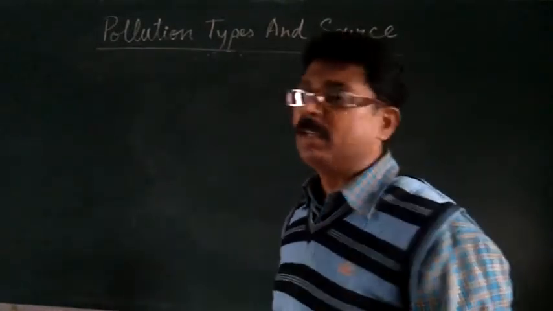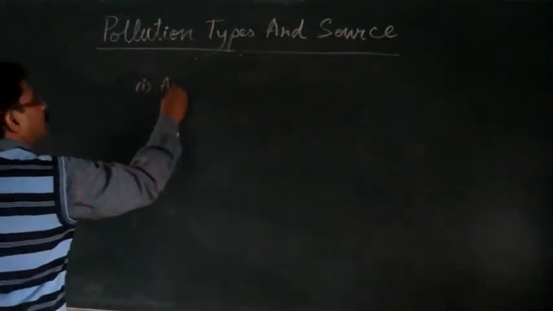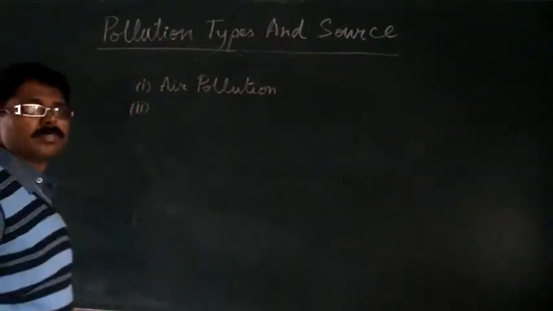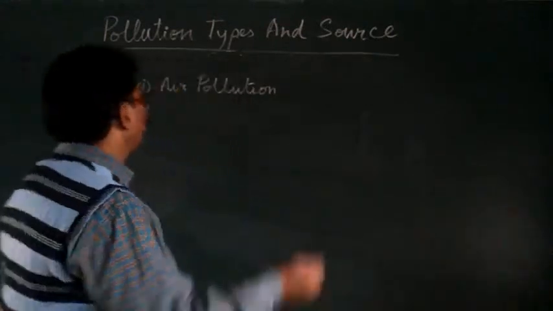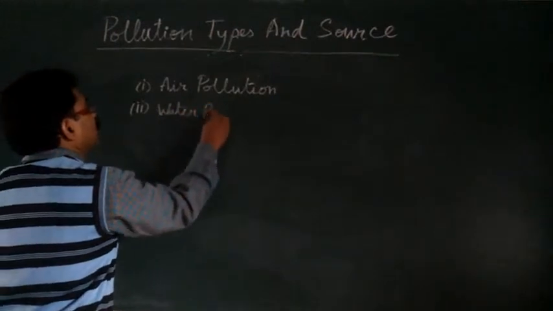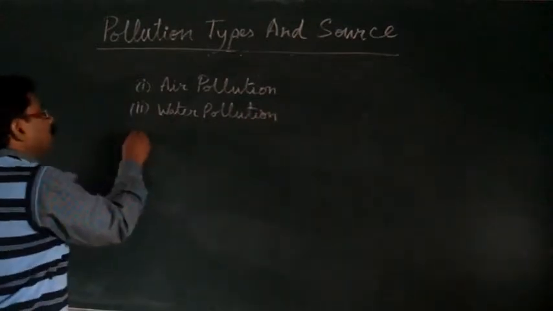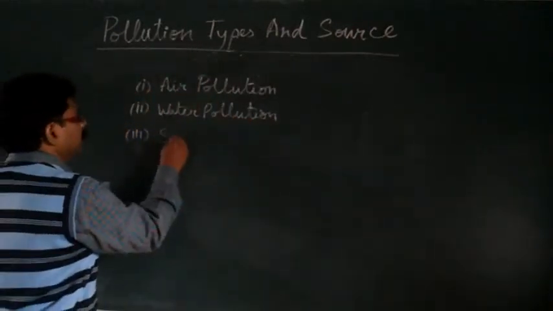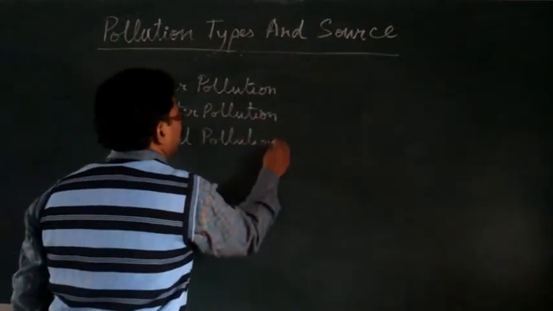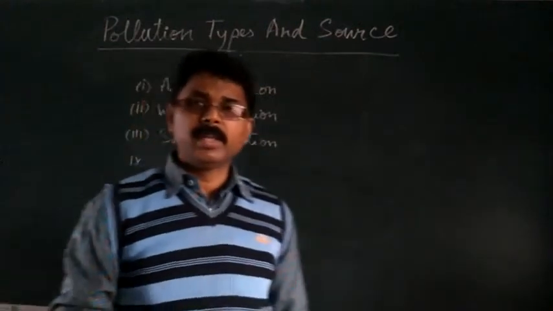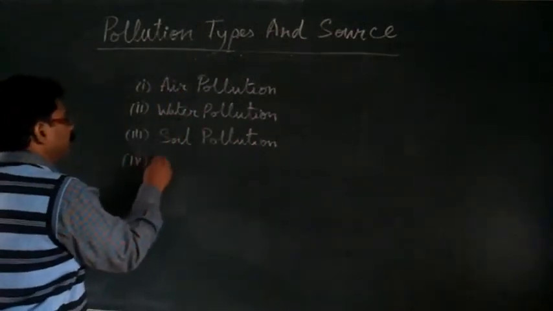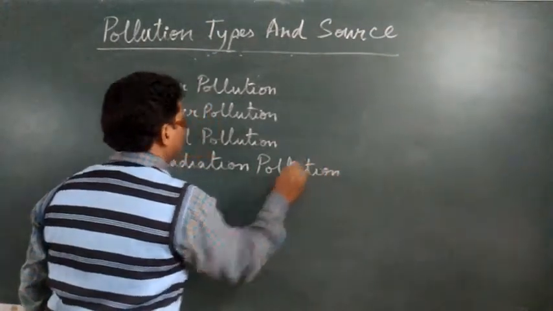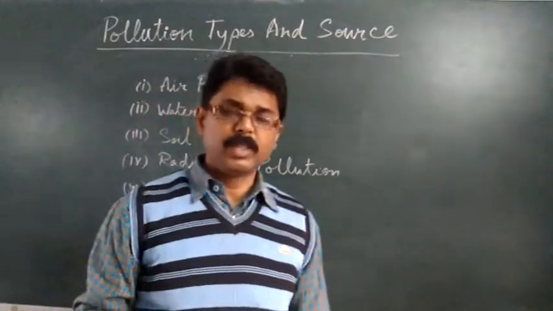The first most important type is air pollution. Then the second type is water pollution. The third one is soil pollution. The fourth one is radiation pollution. And the fifth type is noise pollution.